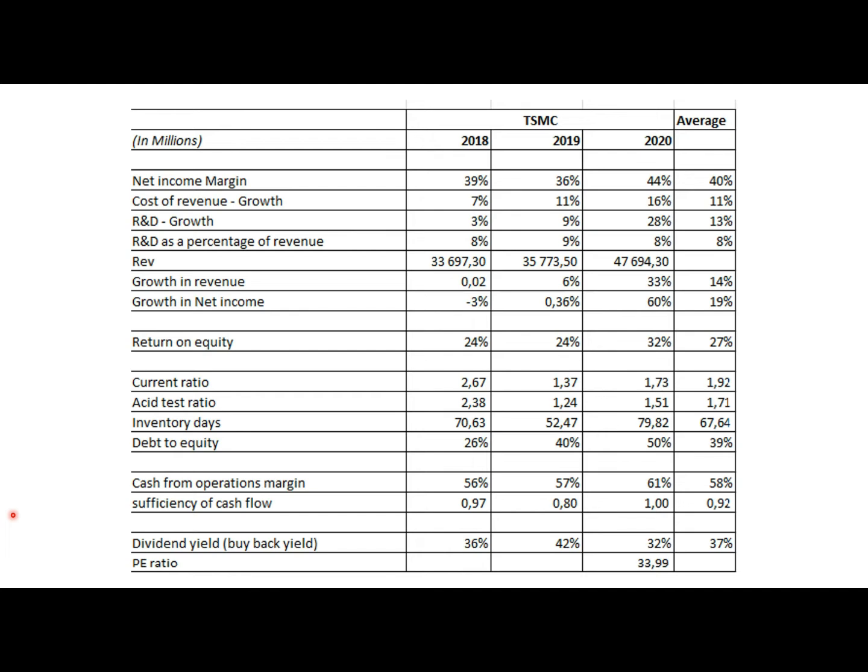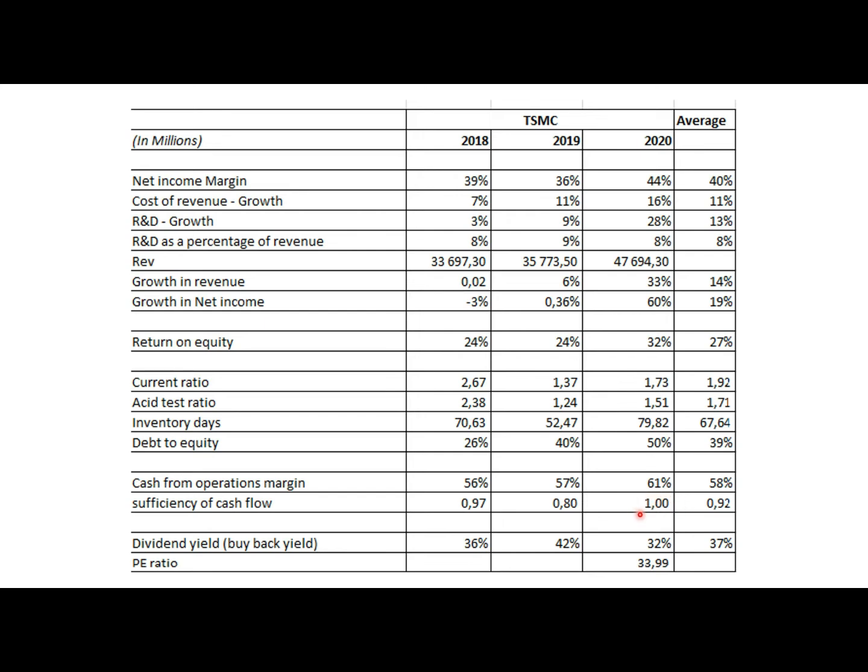The sufficiency of cash flow. Intel's sufficiency of cash flow is on average 0.86. Taiwan Semi's average is 0.92. So above the industry average. It has improved significantly actually. Declined slightly in 2019, but improved significantly in 2020.